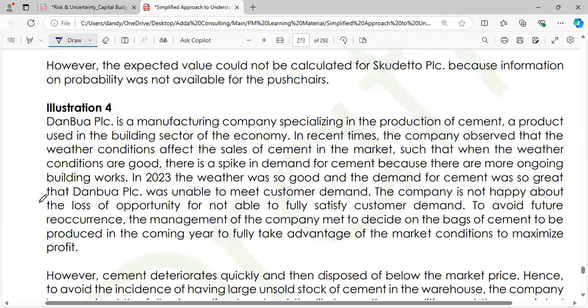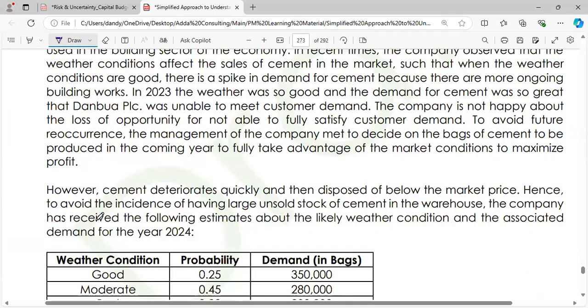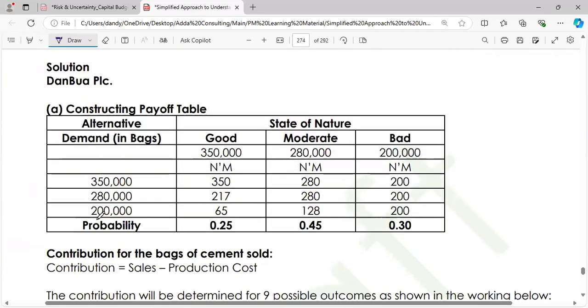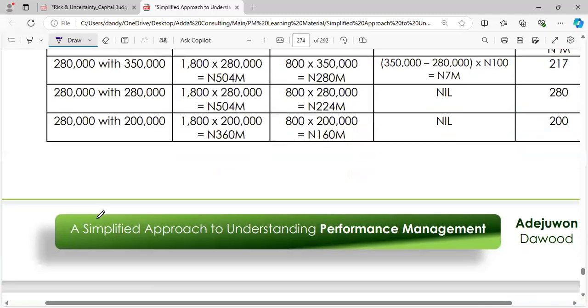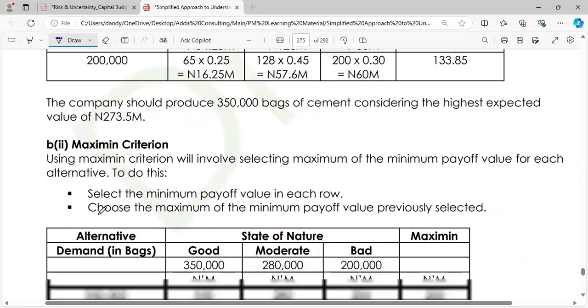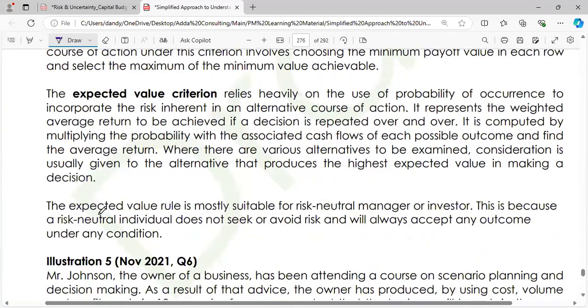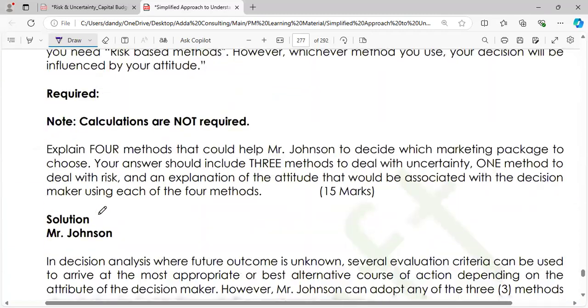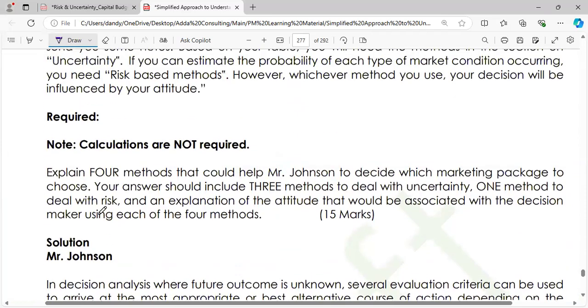All right, this is another illustration, number 4. I think I have about 5 different illustrations here, so go through them. In one particular question, the examiner is asking something purely theoretical. You are just asked to explain those concepts. I think this is illustration number 5. It was tested in November 2021, and students were asked to explain. In the requirements, you are told that no calculations are required. Explain 4 methods that could help Mr. Johnson to decide which marketing package to choose. Your answer should include 3 methods to deal with uncertainty and one method to deal with risk.